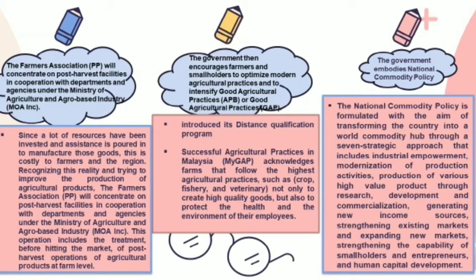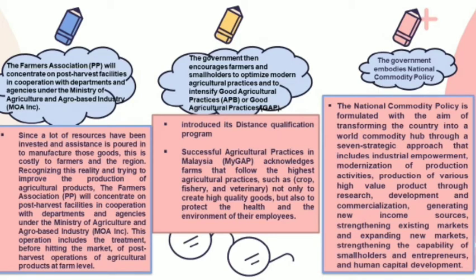The government then encouraged farmers and smallholders to adopt modern agricultural practice and intensive Good Agricultural Practice (GAP). Introduce a distance qualification program.